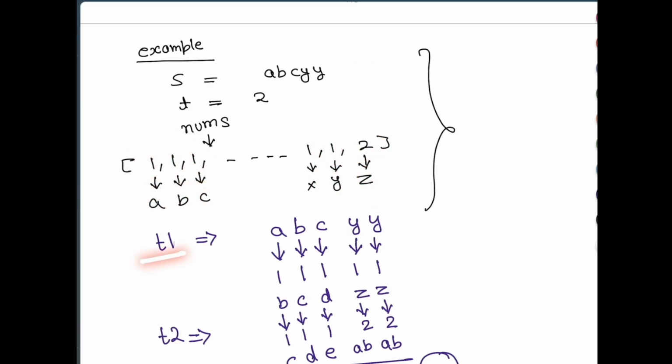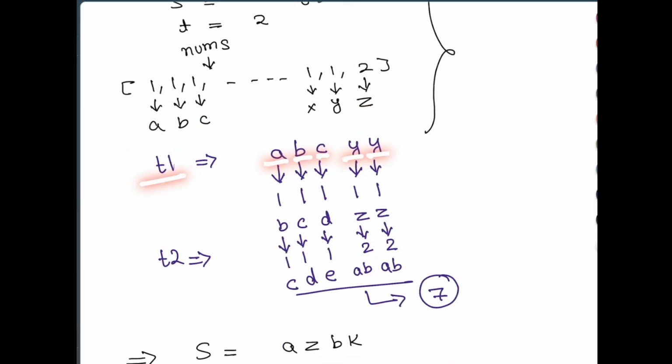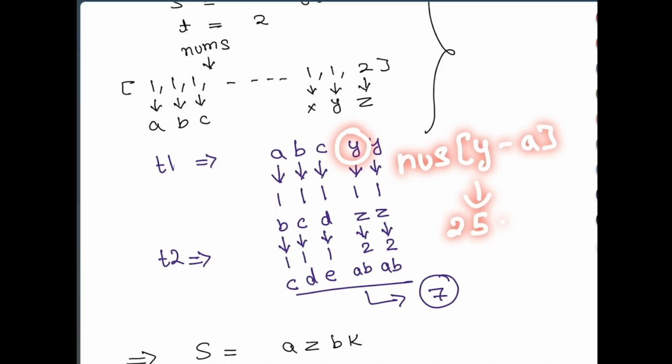So for the first transformation, you will see that a, b, c, y, y will be transformed to b, c, d, z, z, because the nums of 0 is 1, which is for a, nums of 1 is 1, which is for b, nums of 2 is 1, which is for c, nums of 24 is 1, which is for y, right? So you have to replace it with next 1 character. Now again let me go back to this formula, nums of s of i minus a. It means that for this y you have to say nums of y minus a. Y is the 25th character, a is the first character, this will be 24. So index 24 in nums is representing the value for y, right?